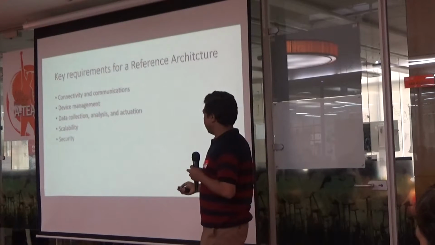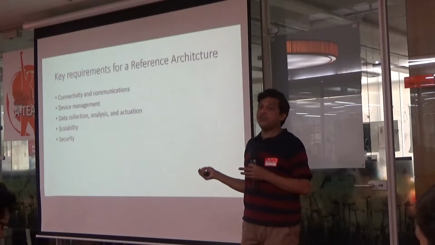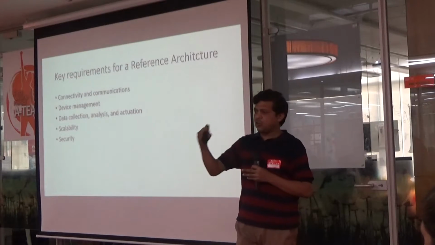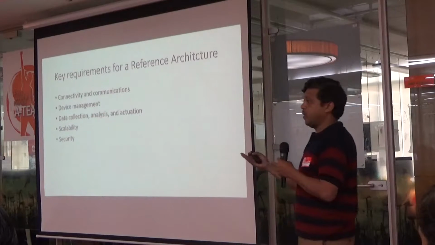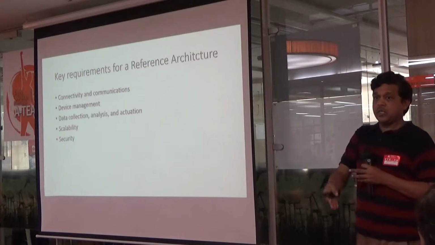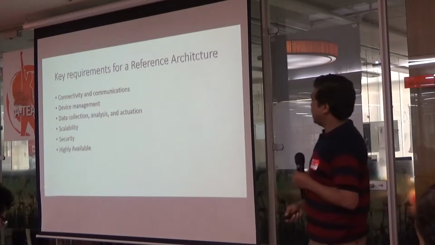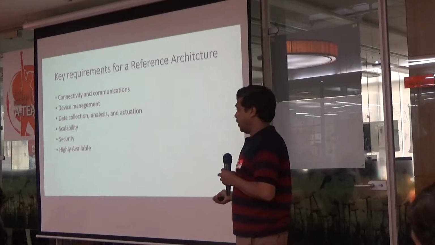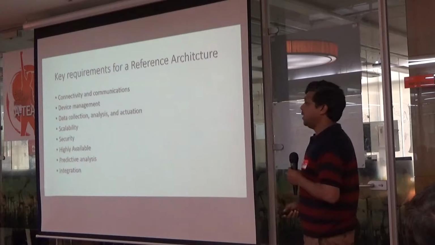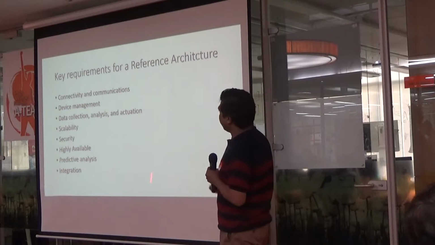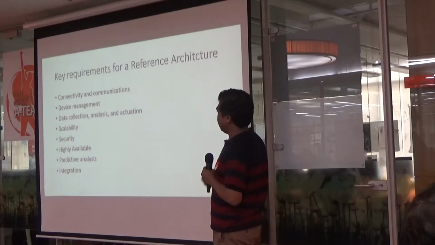You have to think about how you will be able to manage those things in that case. Then security, of course, because it's very important in case of IoT. It collects lots of personal data as well. So lots of times we are hesitant, like we were talking about just before this talk. Then ID availability, right? It's very, very required. Predictive analysis and integration. So these are some of the key requirements for a reference architecture.